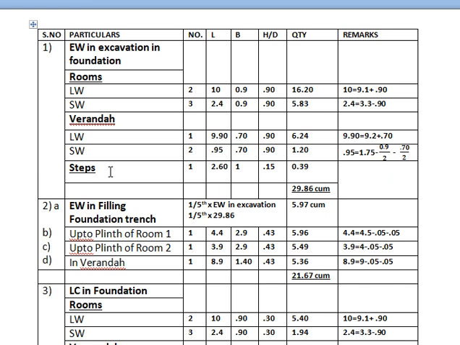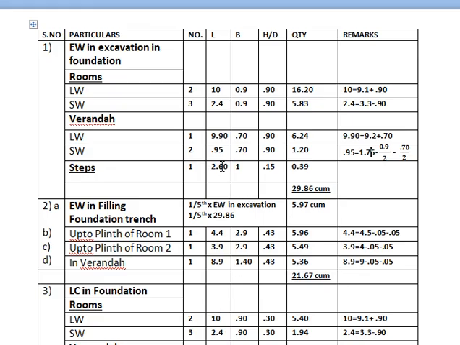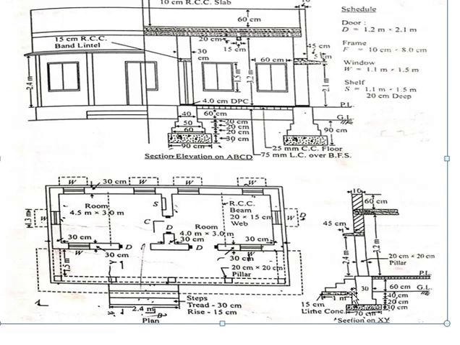Now talking about the steps, we will consider the number to be 1. Now talking about its length, which is given in the section as 2.40, as you can see here. Now 2.40 is the length given, but this length is at the top level, and in the foundation we have to provide steps in it. An offset of 0.10 will be provided on both sides, and therefore this length turns out to be 2.60.